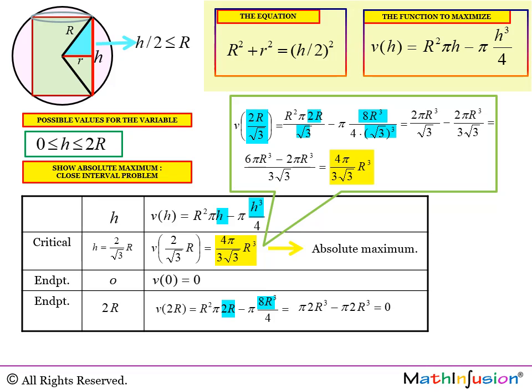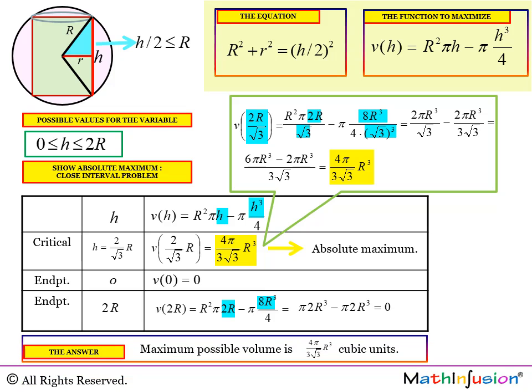Okay, so now we just compare those numbers, which is very easy because 2 of them are zeros, and we get that this is the absolute maximum. So here's the answer. The maximum possible volume is 4 pi over 3 times square root of 3 times r to the power of 3 cubic units.